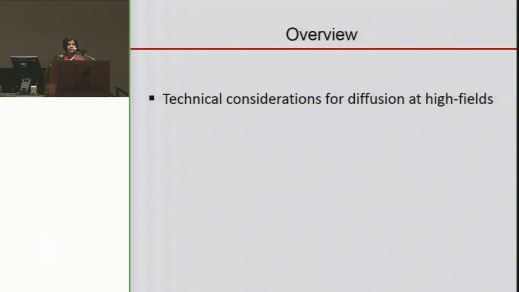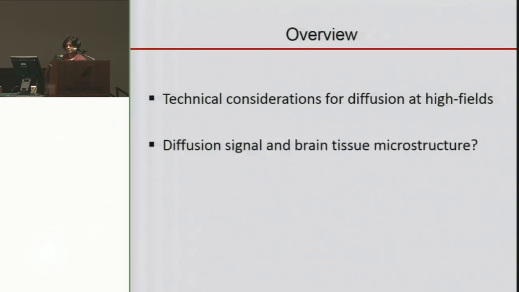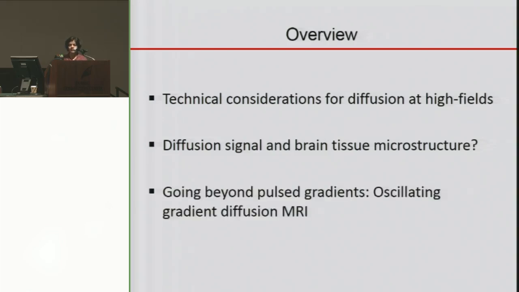So here I'll start with some of the technical considerations that we need to bear in mind when moving to diffusion on preclinical systems or at high fields. And then I'll introduce several applications that highlight how different diffusion methods can be used to probe brain tissue microstructure. And in the last section, I'll introduce diffusion using oscillating gradients, which is a relatively recent and interesting area, and show you how we can use it to look at microstructure in the brain.